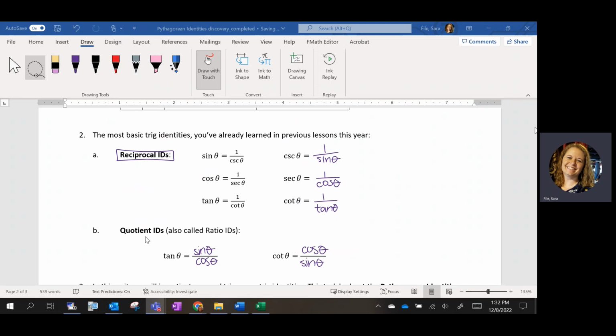Then the quotient identities, we have talked about these. I don't know that we called them identities before, but your quotient identities are one. Quotient means divide. So when you're dividing 2 trig functions, that's your quotient identity. So we know that tangent is sine divided by cosine, which means cotangent is cosine divided by sine because it's the reciprocal. You flip the fraction, flip the ratio. Everybody okay up to that point?